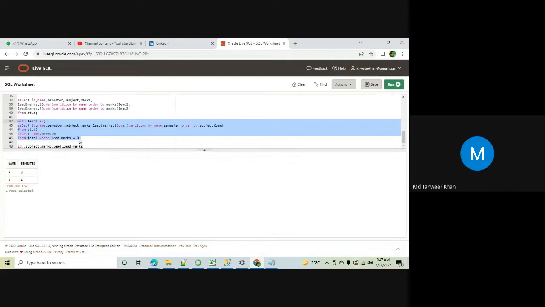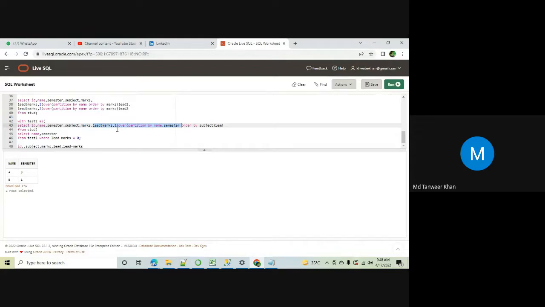So from this example, I have tried to explain to you, or show you, the beauty of the lead keyword, the lead function. Hope this is clear.